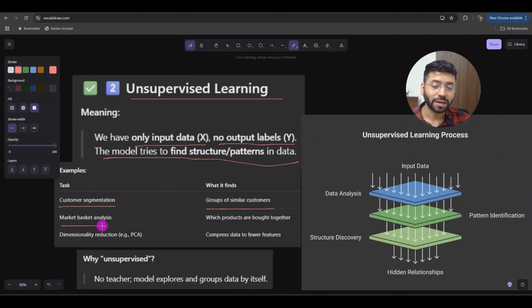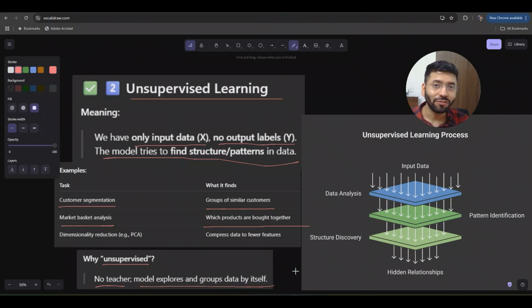Another example is market basket analysis. Which products are bought together, you need to identify as an output, but it can vary a lot, so it's not fixed. Now talking about why unsupervised, this is a case where there is no teacher. The model explores and groups data by itself.